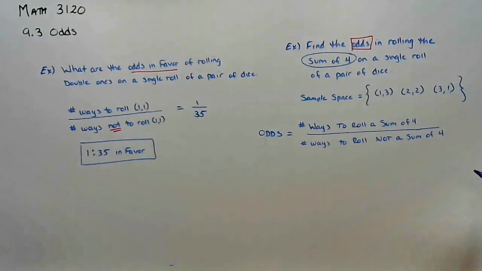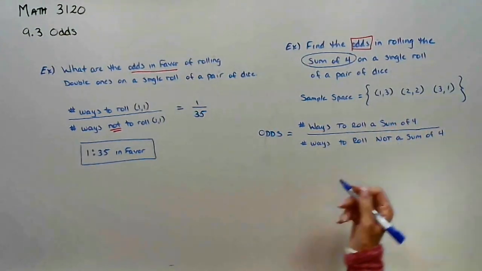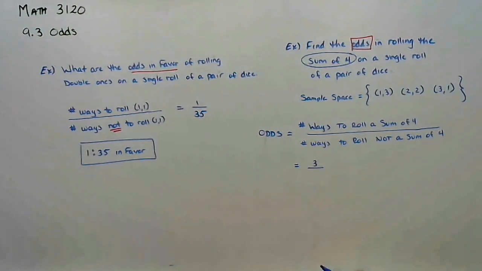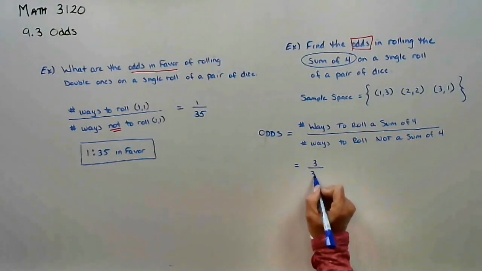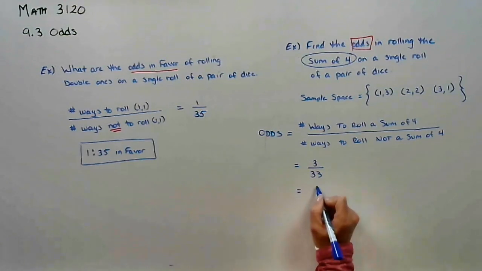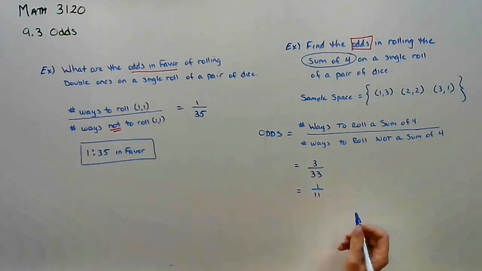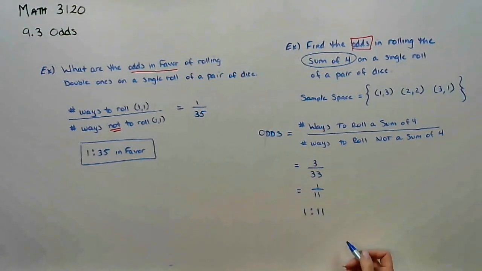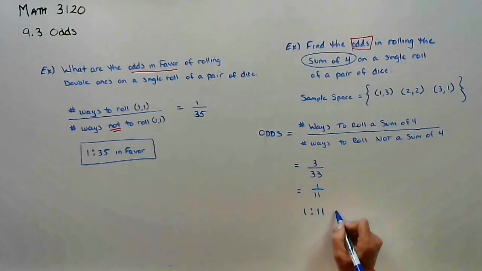So how many ways can we roll a sum of 4? Well, we came up with 3 ways. How many are left to make up that entire chart? Since there are 36 possibilities, there are 33 ways to not roll a sum of 4. If I reduce that fraction, dividing both by 3, I end up with odds. It is 1 to 11 odds in favor of rolling a sum of 4.